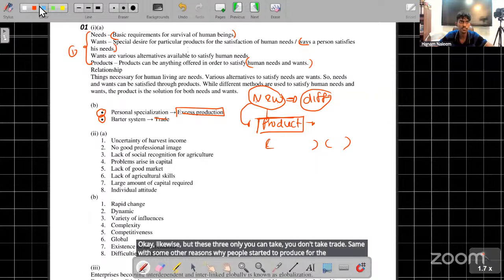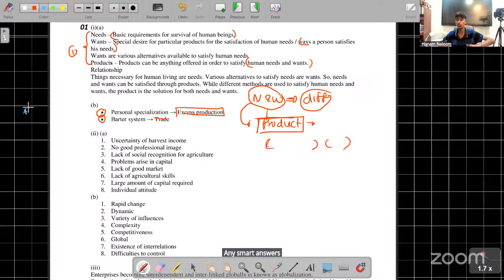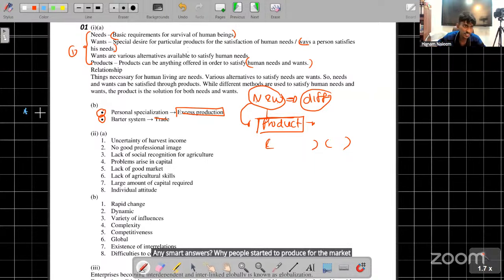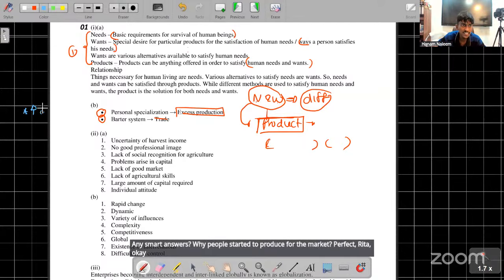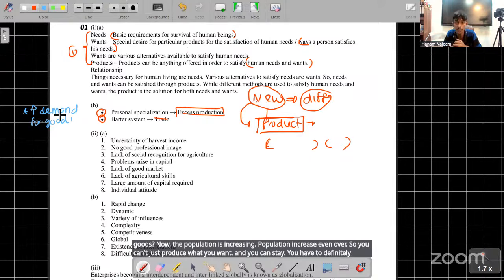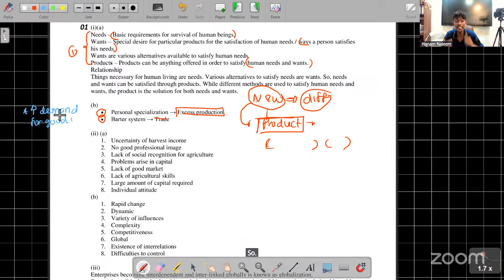We'll see, smart fellows. Anyone? Any smart answers why people started to produce for the market? Perfect, Rida. Okay, we can write increase in the demand for goods. Now many people wanted goods. Now the population is increasing. So you can't just produce what you want and stay. You had to definitely purchase from the market now. So now the demand for goods is increasing.